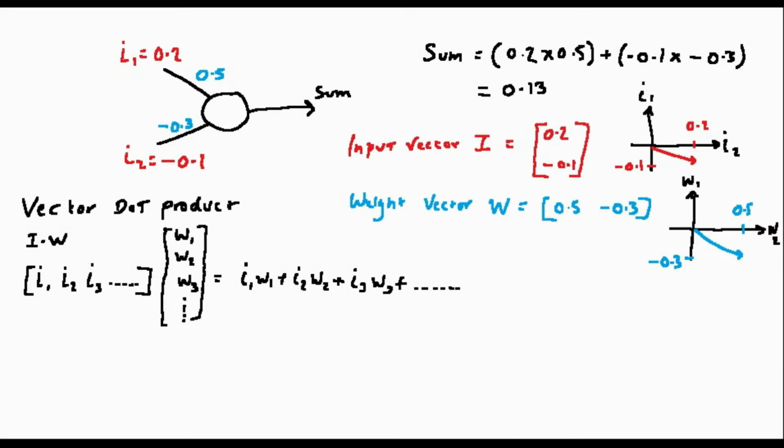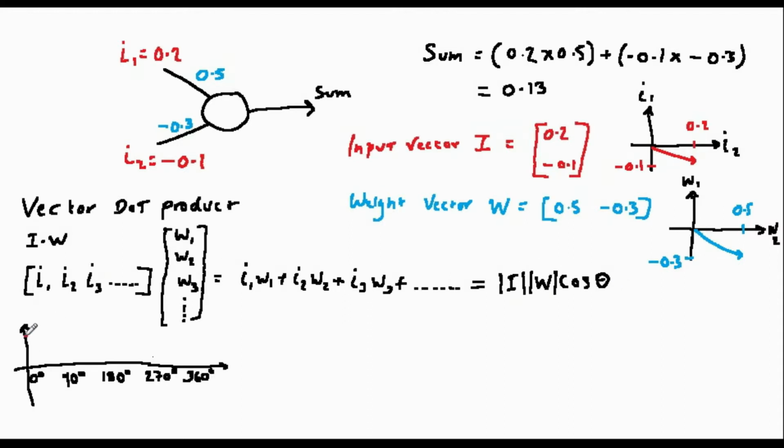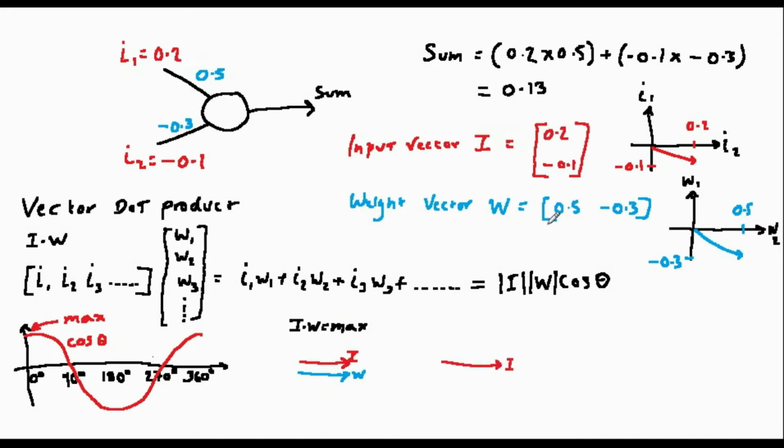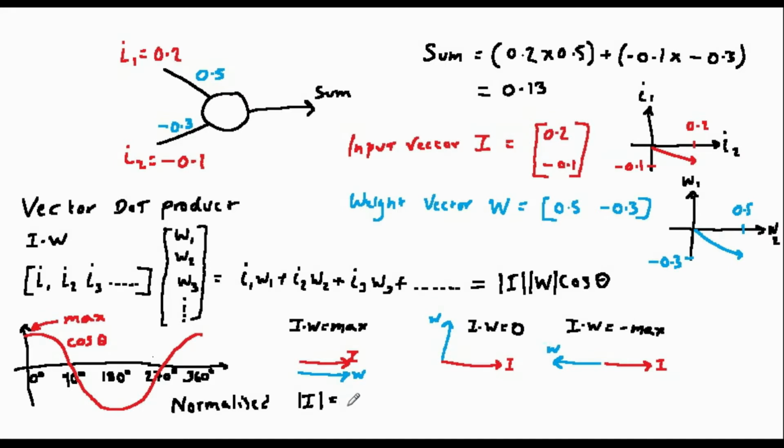But what does the dot product actually mean? Well, an alternative formula for the dot product is that I dot W is equal to the magnitude of I times the magnitude of W times the cosine of the angle between the two vectors. This means that the dot product is maximum when the angle between the vectors is 0. In other words, when the vectors are aligned. This is because of the properties of the cosine, which is a maximum when the angle is 0, as shown on the screen. In other words, the dot product is a measure of how similar the two vectors are.